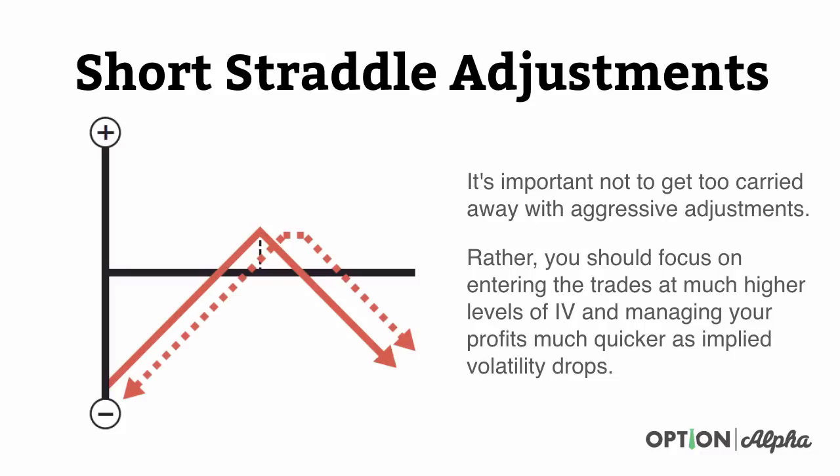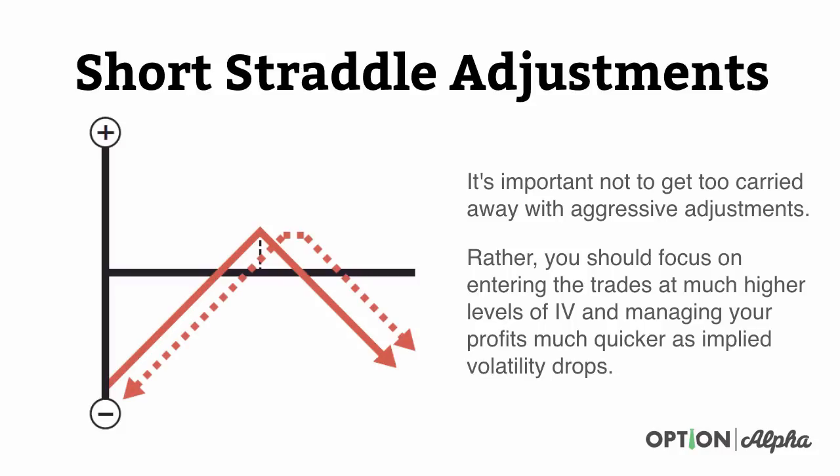Now, it's important not to get too carried away and aggressive with adjustments. Again, the short straddle is not a trade that we use all too often. It's really reserved for high implied volatility. So that's what you really want to focus on more so than adjustments. But you can make adjustment techniques to save positions. And again, we'll go through some examples here with you guys. So that's basically the logistics of how we make adjustments.